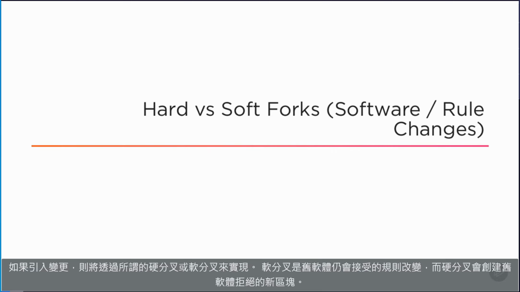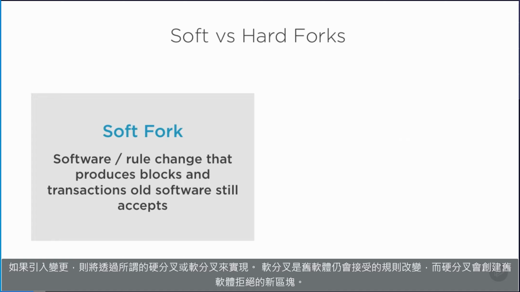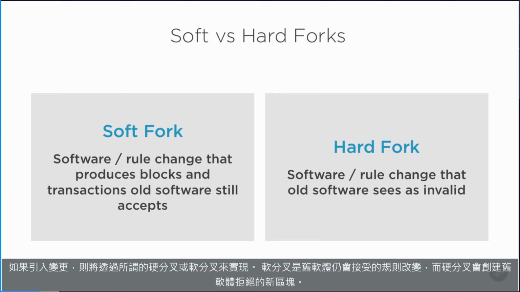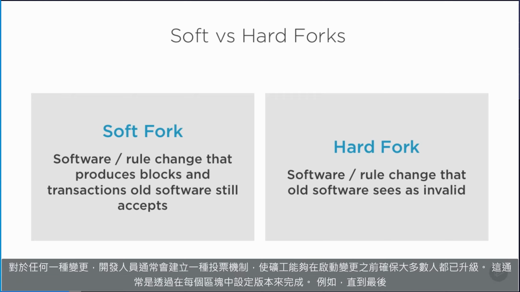If and when changes are introduced, they will be implemented in what are called hard or soft forks. A soft fork is a rule change that old software will still accept, whereas a hard fork creates new blocks that the old software rejects. There's potential disruption on either path, but most developers feel a soft fork is much less risky. Let's see how both of these work.